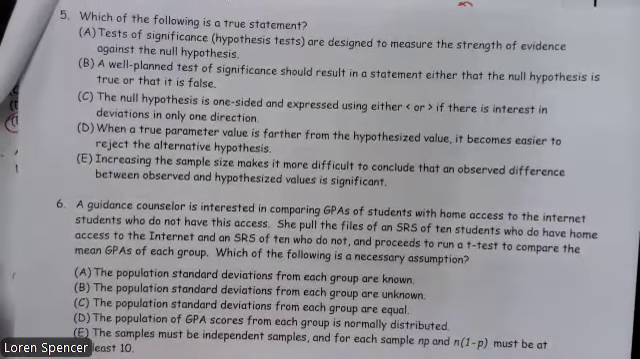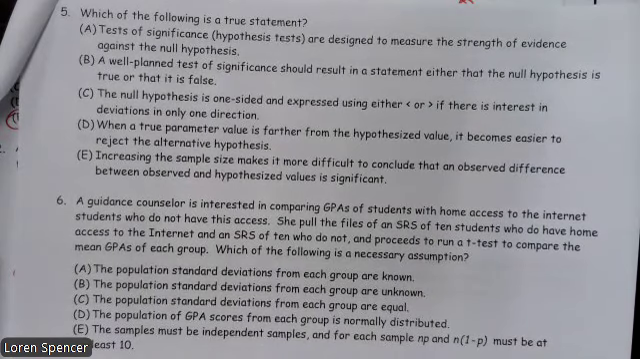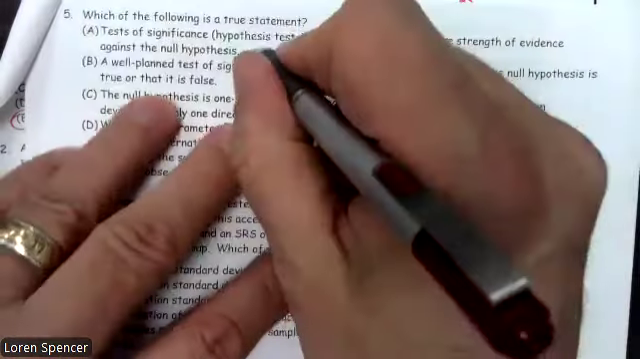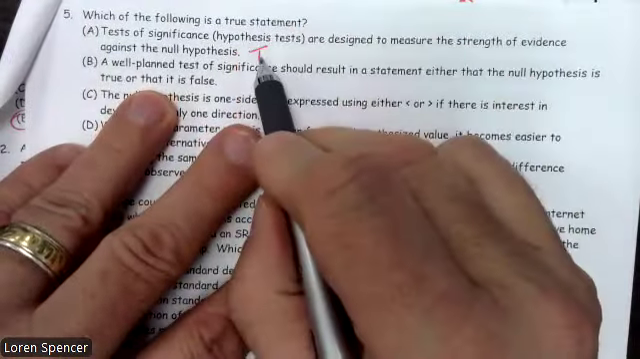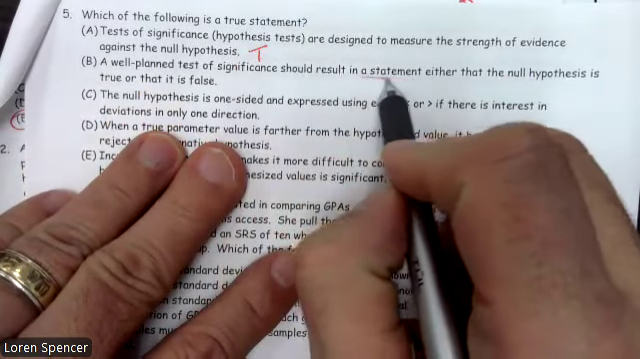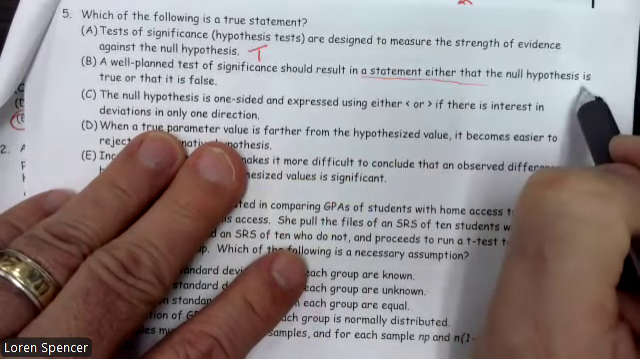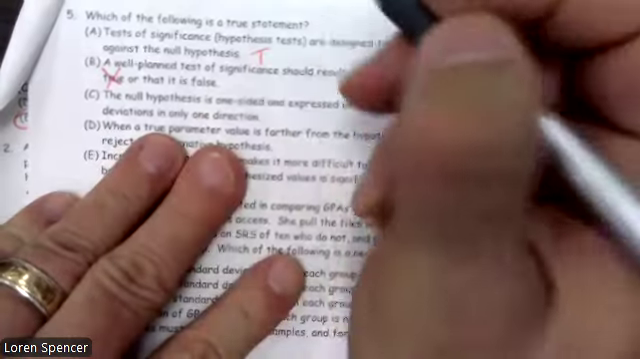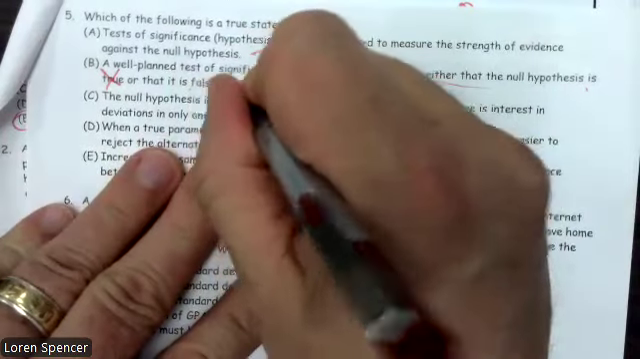Which of the following is a true statement? Tests of significance are designed to measure the strength of evidence against the null hypothesis. Well, that's true. A well-planned test of significance should result in a statement either that the null hypothesis is true or that it's false. No, we never prove truth. We never prove innocence. So that's false.